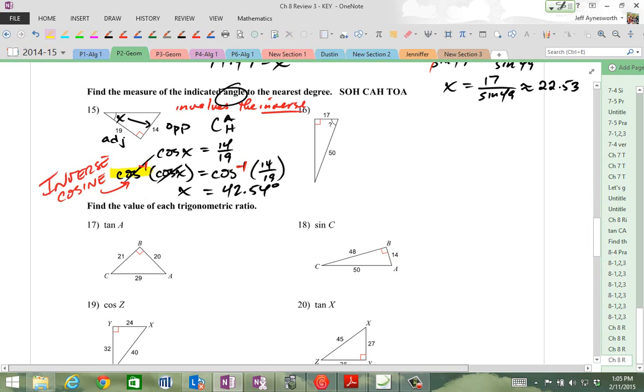I'm talking about here and here, inverse cosine. That's what you guys got to do. Otherwise, your answers aren't going to make sense. All right, next one, you got adjacent side and you got hypotenuse.